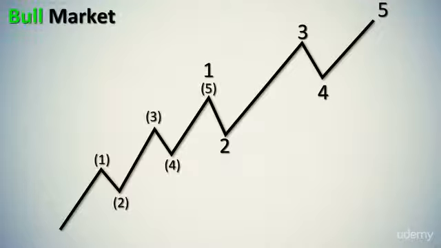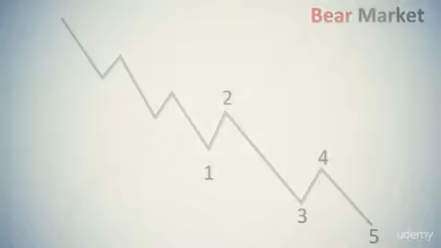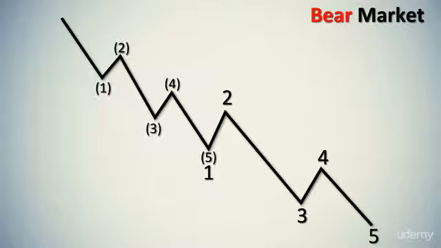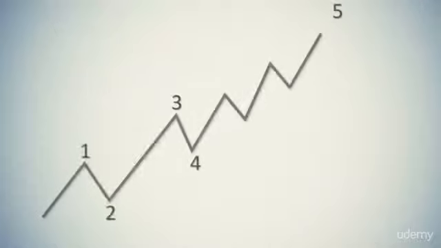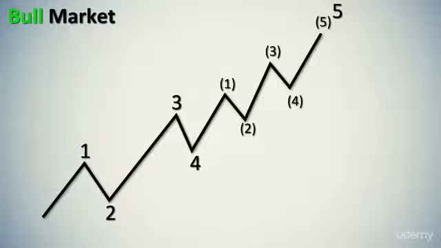When it comes to elongating the waves, we can also observe elongations of waves other than wave 3. This is an example of elongating wave 1, a situation for the bull and the bear market. Elongation of wave 5 in the 5-wave structure.